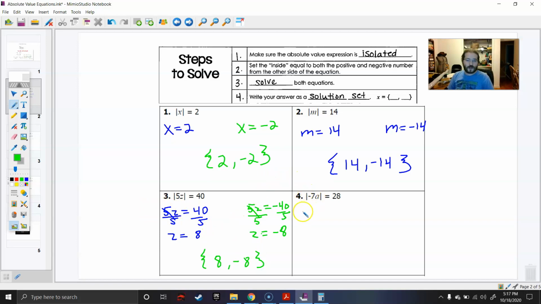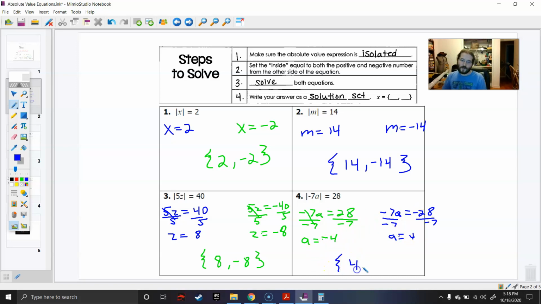All right, similar situation. So our first one, we got negative 7a equals positive 28. Now we have negative 7a equals negative 28. So divide both sides by negative 7. A is going to be equal to negative 4. And for this other one, divide both sides by negative 7. A is going to be equal to positive 4. The reason is because a negative divided by a negative is going to be a positive number. So we have 4, negative 4.